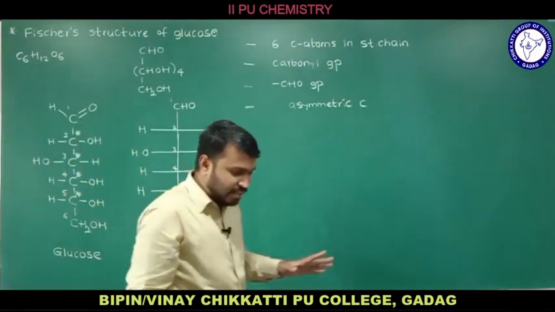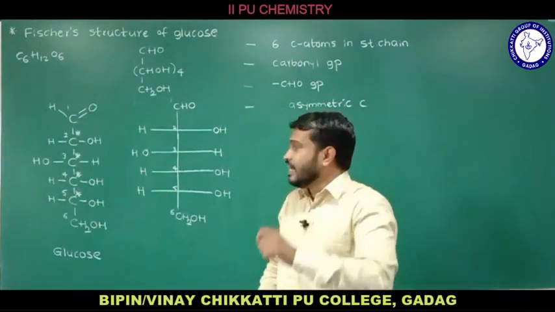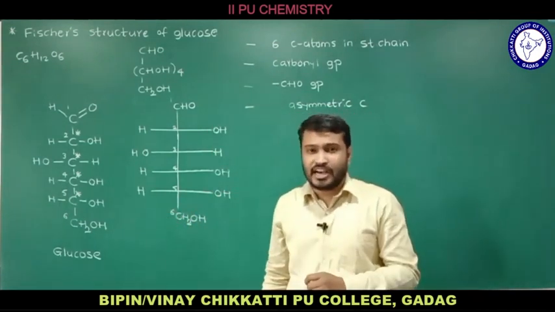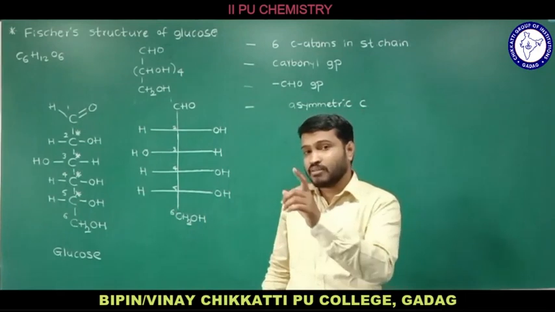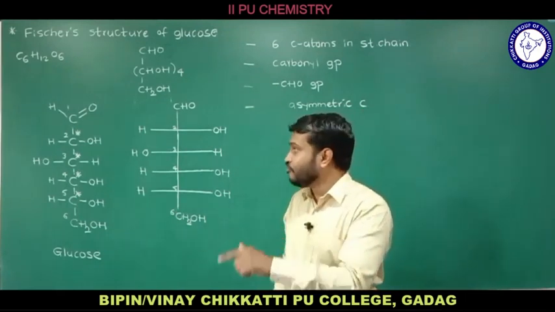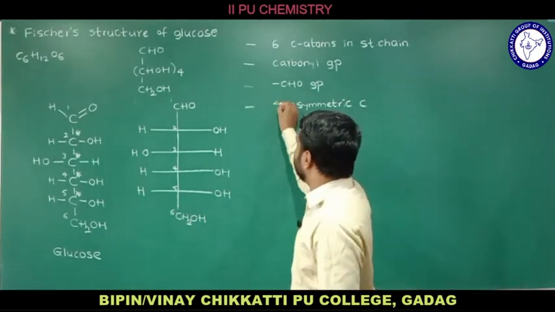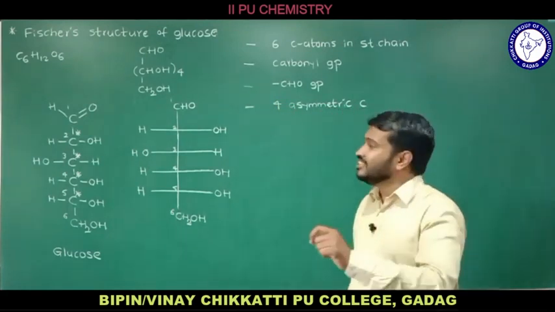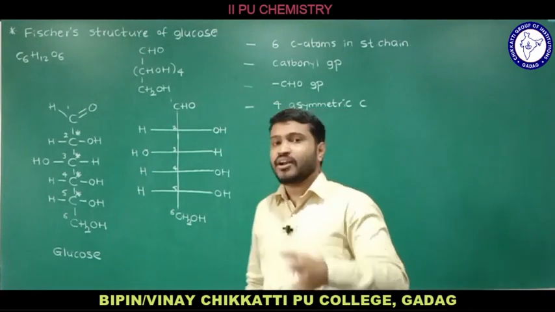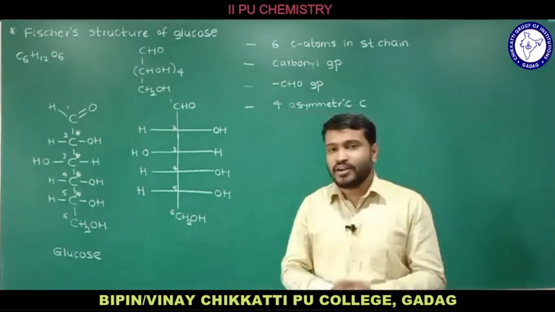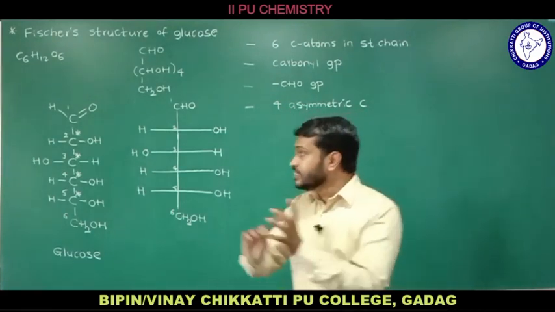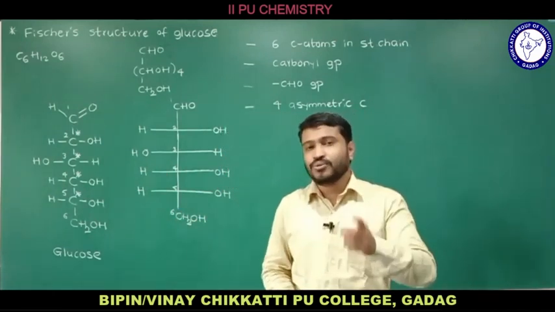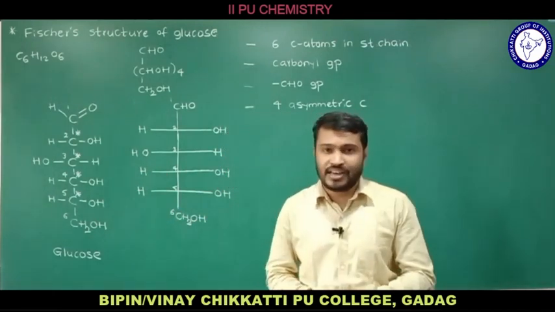Right. So what is our final conclusion regarding asymmetric carbon? In glucose we have 4 asymmetric carbons. And what are those carbons? Carbon number 2, 3, 4 and 5. So a carbon which is attached to 4 different atoms or groups, that we call an asymmetric carbon. And since glucose has asymmetric carbons, one can easily say that glucose has the property of optical activity.